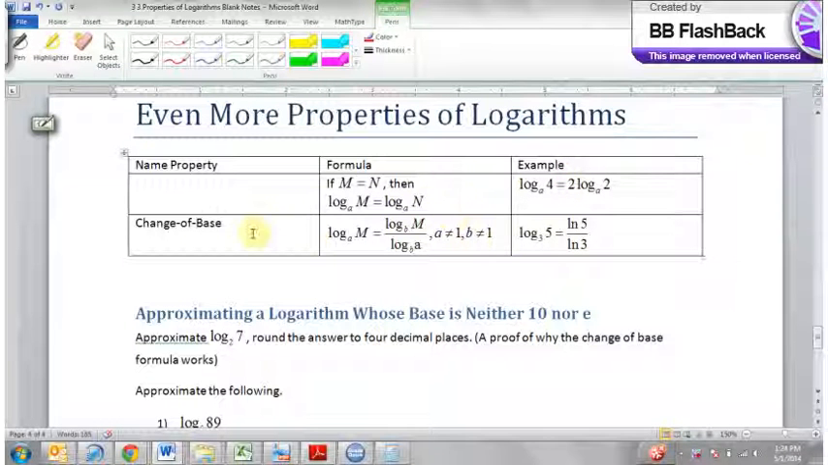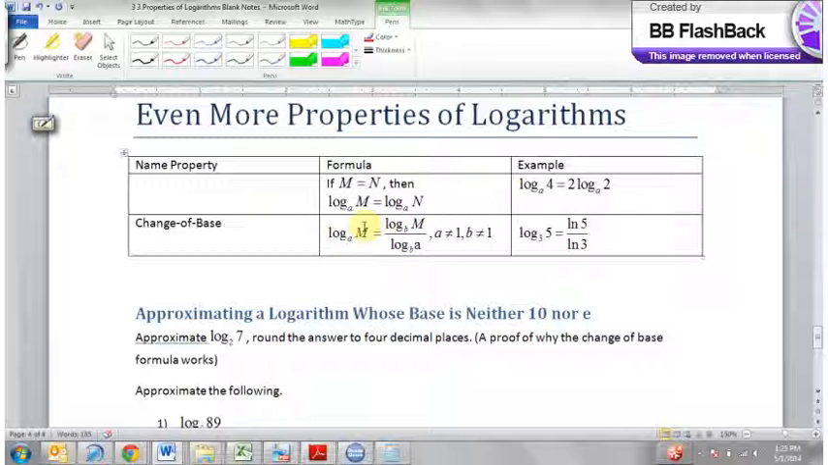Down here, this is the one that's more important, and this is the one that we're going to work with today. Change of base. If you've looked at your calculator, you've noticed that a lot of calculators make it very difficult to find log base 5 of 3. Your calculator doesn't want to do that. So the easiest way to do that is divide.